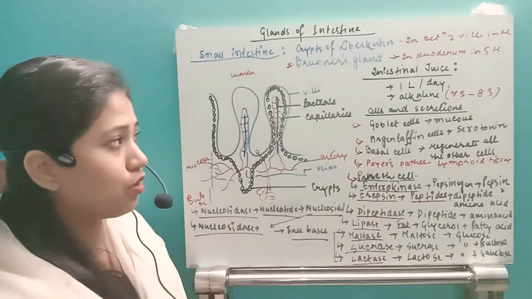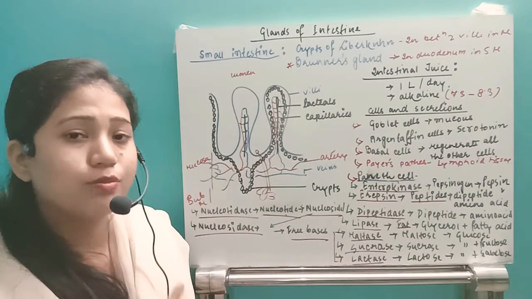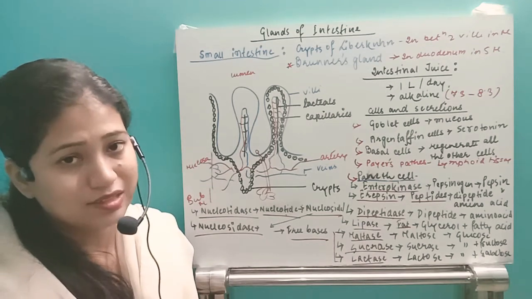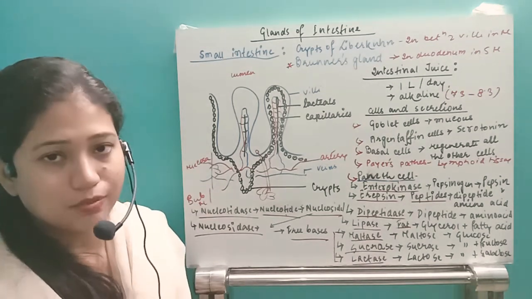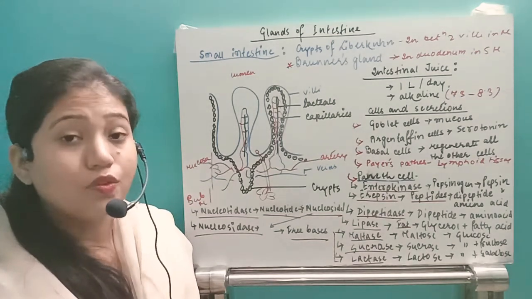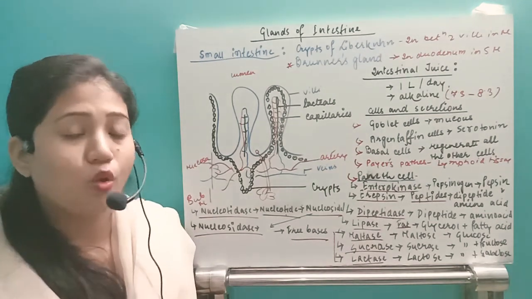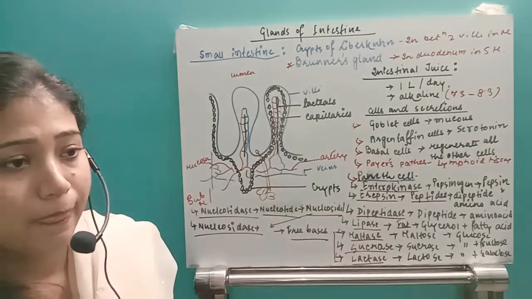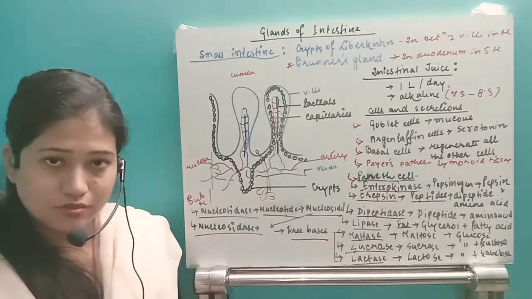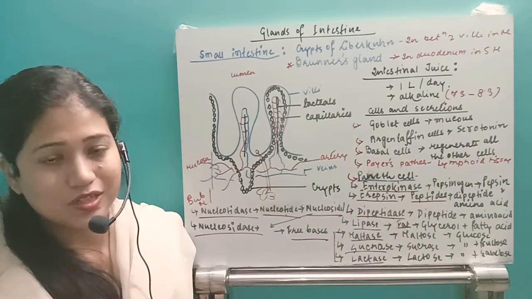So that's why here in the small intestine, all four types of food, that is carbohydrate, protein, lipid and nucleic acid, are converted into their simplest form. So that is all about the glands of the intestine. We have completed the enzyme part, the enzymes releasing from all the parts of our alimentary canal, that is the GI tract or gastrointestinal tract.